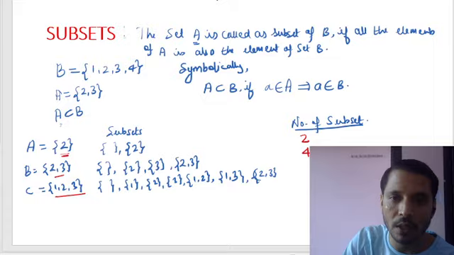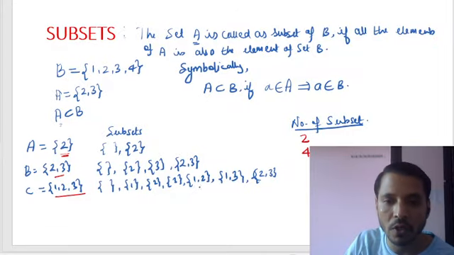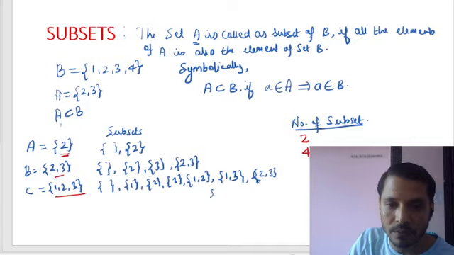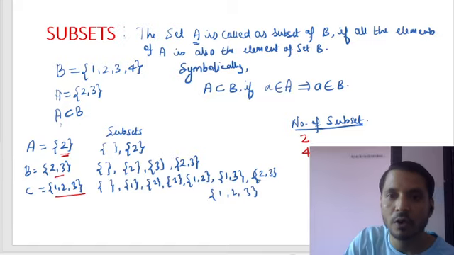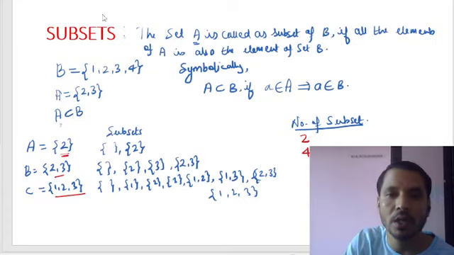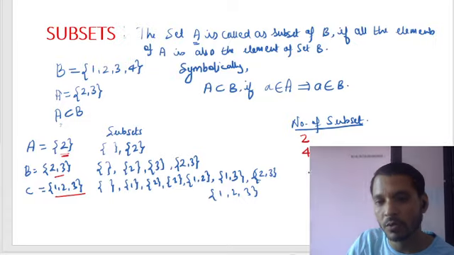Actually, one more will come. What is that? Here we should mention one more subset, that is {1, 2}, {1, 3}, and {2, 3}, and the set itself, that is {1, 2, 3}. That means here how many subsets are we getting? So the total number of subsets is equal to 8.